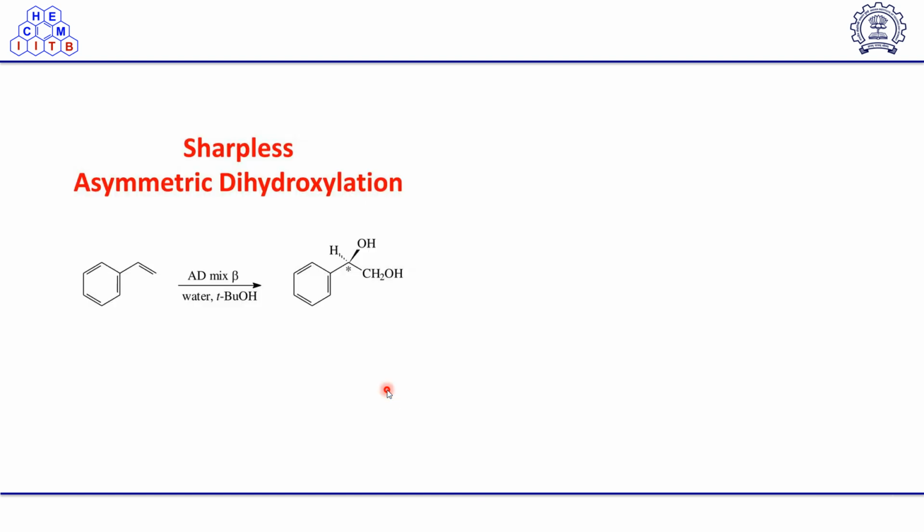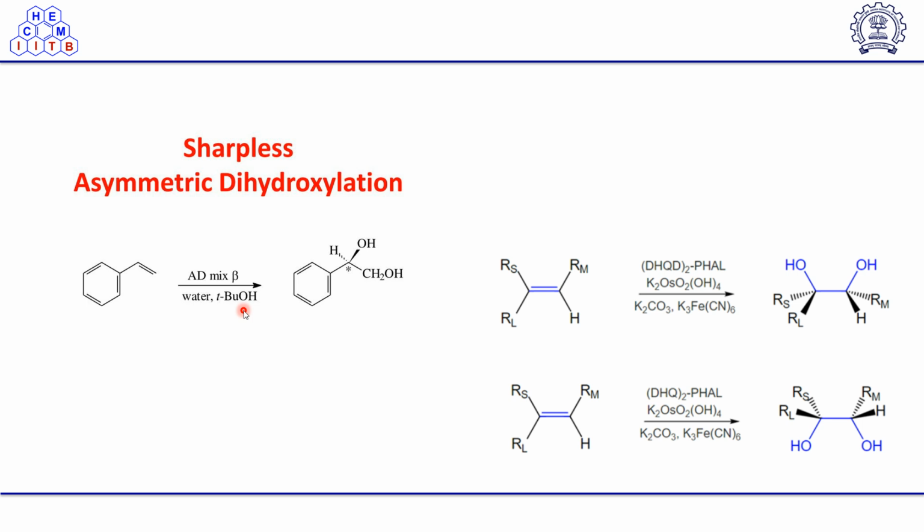Then the next reaction is Sharpless asymmetric dihydroxylation, where this alkene on treatment with AD-mix beta, water, and tertiary butanol will form the corresponding diol in an asymmetric fashion due to the chirality derived from AD-mix beta or AD-mix alpha. So this is one of the examples. So depending on the catalyst, we will be getting different isomers. So if we are using this catalyst, we will get this diol, and if we are using this catalyst, we will be getting this corresponding diol.